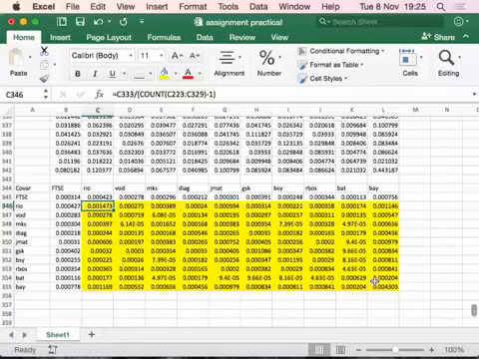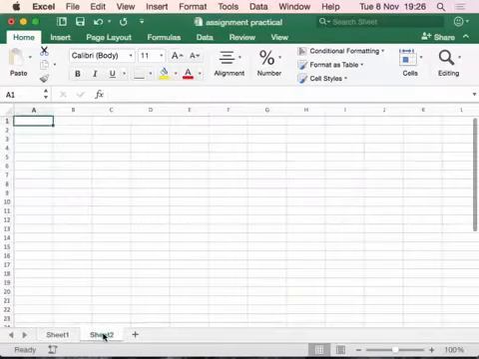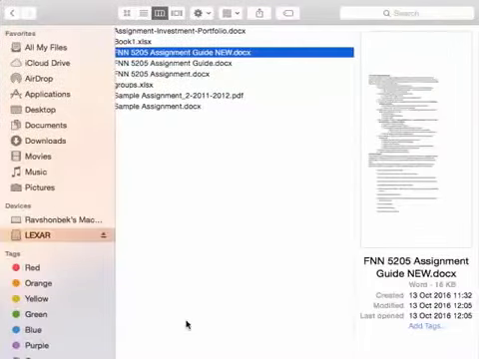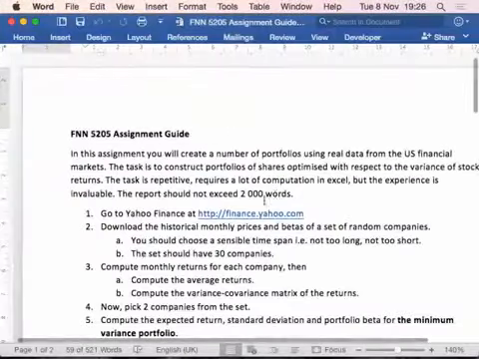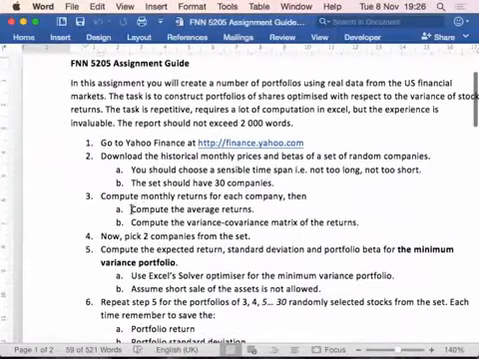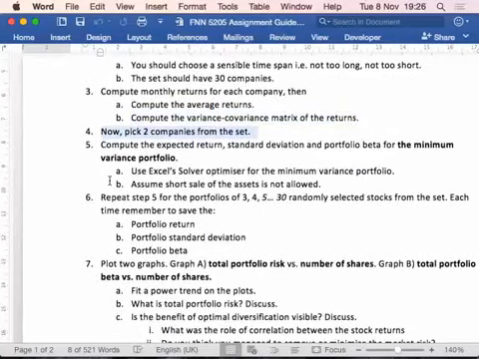Right. Next. Now we have the variance-covariance matrix. We can now calculate the portfolio return and variance for these 10 stocks here. Sorry, the 11th is the FTSE. So I'll start with 2 stocks only though, just to follow the guide. Remember the guide? Yeah, we've done this, guys. We are right here. Compute the average returns, done it, and compute the variance-covariance matrix. So we are at 3B, done it. Now, point 4. Now pick 2 companies from the set.